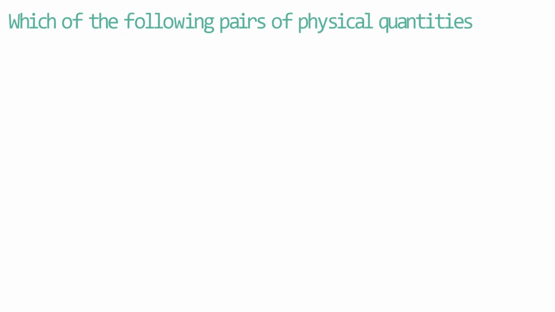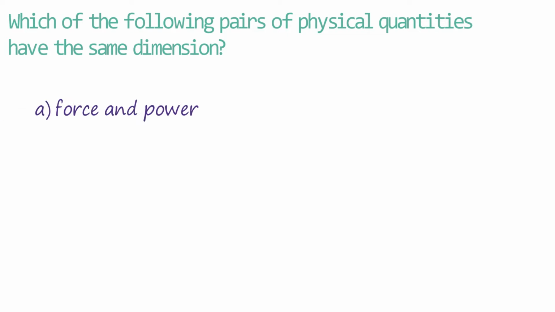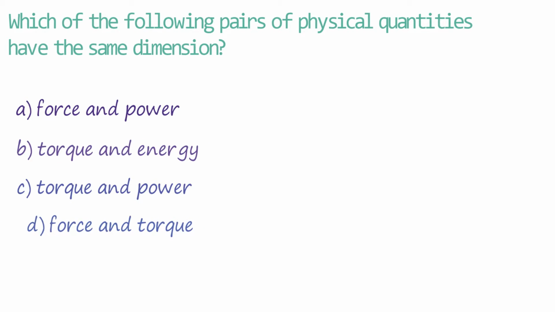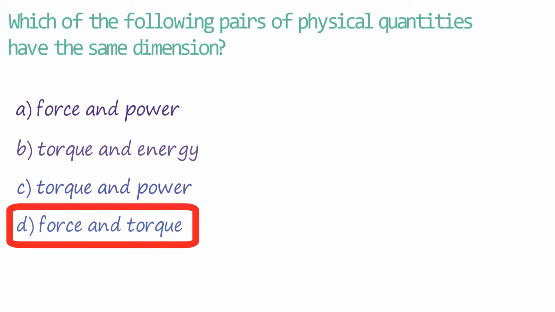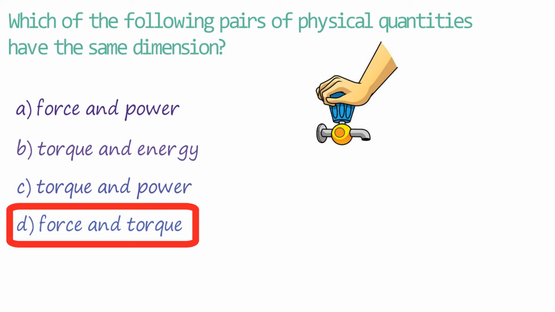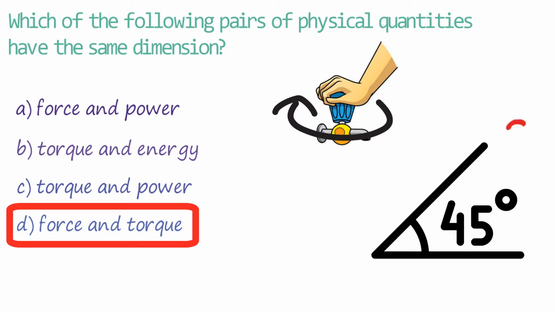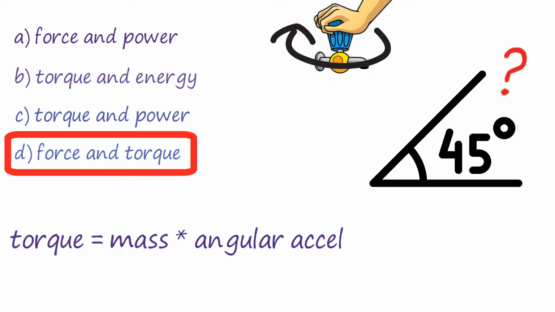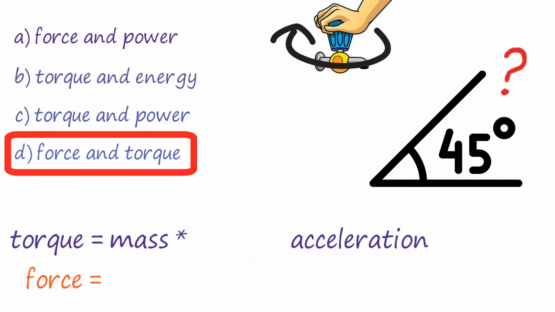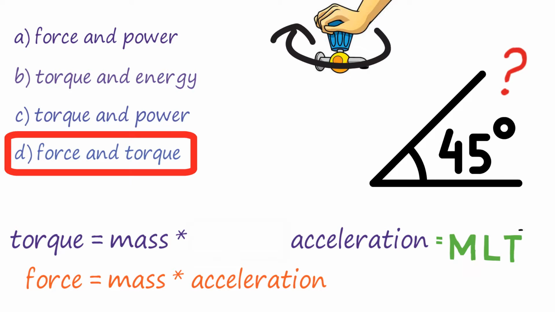Question number 6. Which of the following pairs of physical quantities have the same dimension? Well, the answer would be force and torque. To break it down, torque is just force but with an angle. And as there is no way of mentioning angles in the form of dimensional formulas, we can safely ignore it from the equation. And when torque has no angle, it pretty much becomes force. So yes, torque and force have the same dimensional formula, but practically they are different from one another.